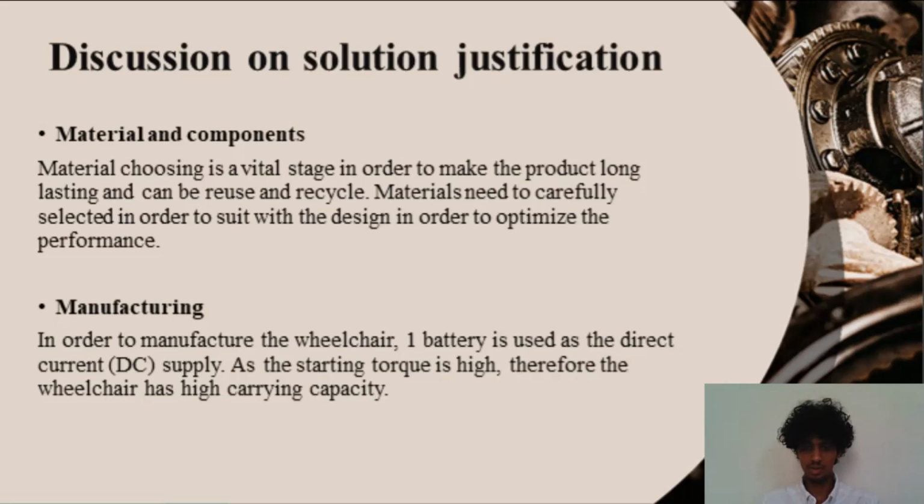The manufacturing. In order to manufacture the wheelchair, 1 battery is used as a direct current DC supply. 1 battery with 12 volt for the lifting mechanism, which means the linear actuator, and the wheel motor. This is because the voltage can be supplied to the motor, the linear actuator and the wheel motor. The battery is suitable for lifting and movement of the tires, as it has a high starting torque.